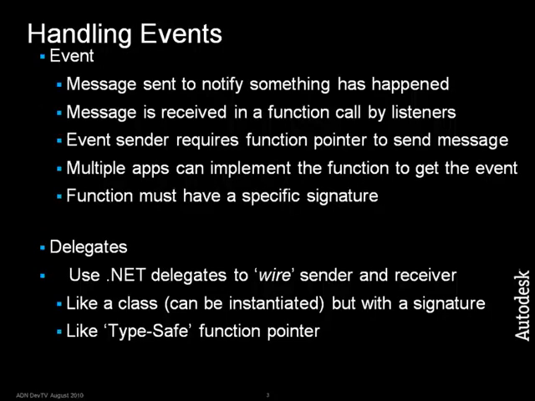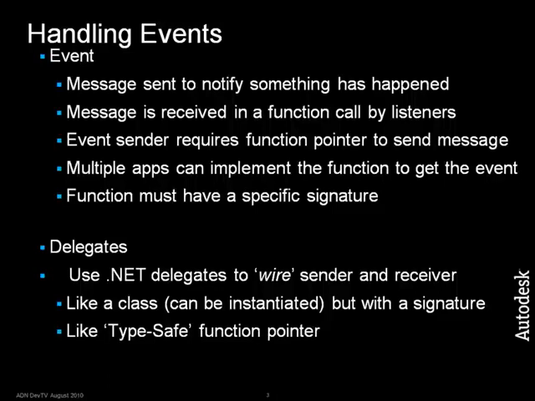The AutoCAD .NET API allows your application to take some action when something happens in AutoCAD. The way this works is that a notification that the event has occurred is sent to functions that have been set up to be notified of the event. The sender, in this case AutoCAD, only requires a function pointer to dispatch the notification message. Multiple applications can receive the notification. The function that will be notified is required to have a specific signature.